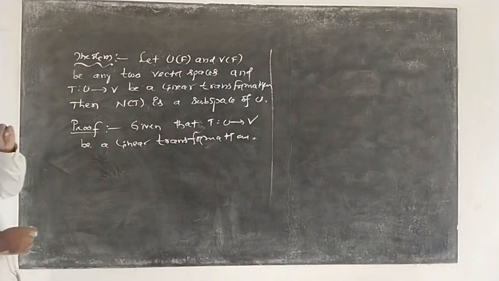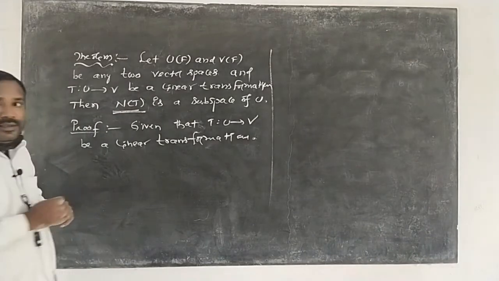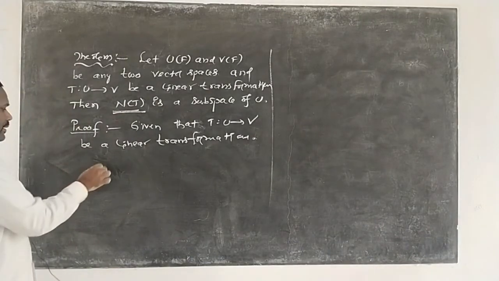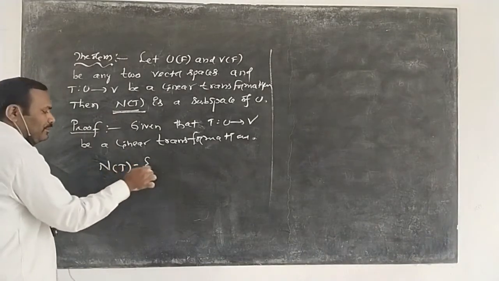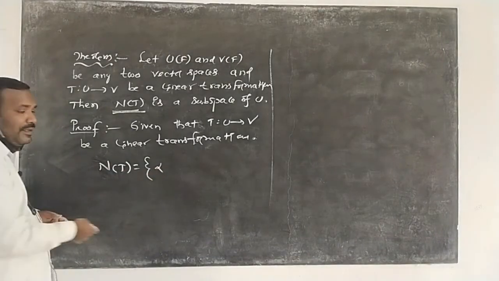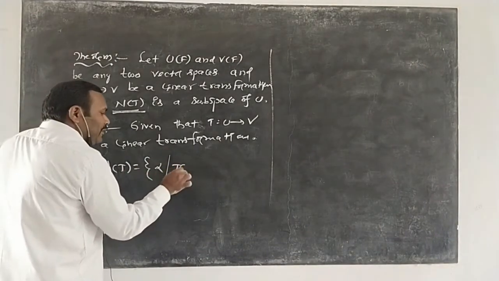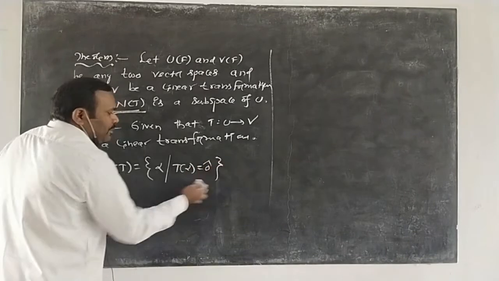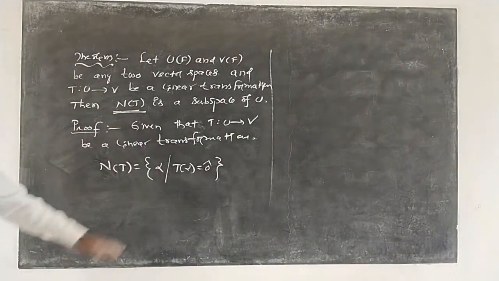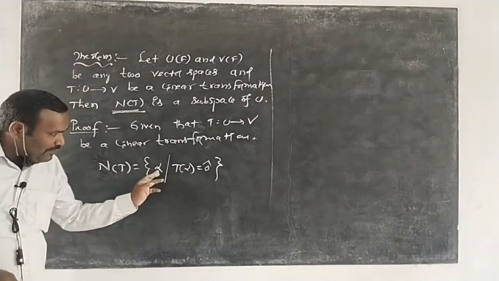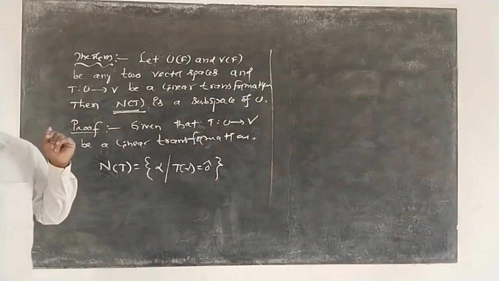Okay. N of t, how is N of t defined? N of t is equal to what? It consists of all alpha where T of alpha equals 0 cap. If T of alpha equals 0 cap, then alpha belongs to N of t.